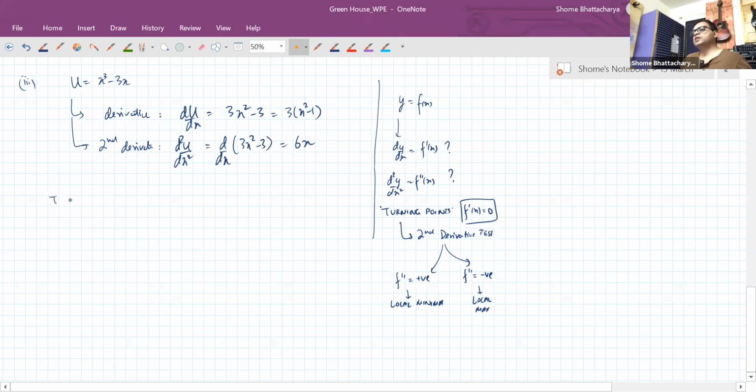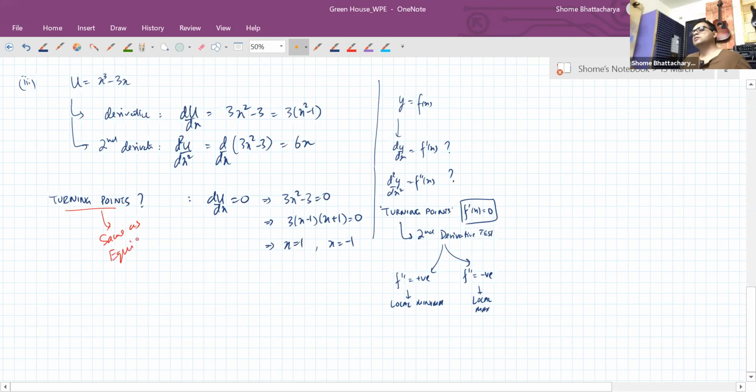Okay. Now next thing, we'll find the turning points. So for that we'll put the derivative equal to 0. So the turning points in this case are the same as the equilibrium points. In the case of this work energy concept, the turning points for the potential energy are the same as the equilibrium points. Now we'll do the second derivative test.